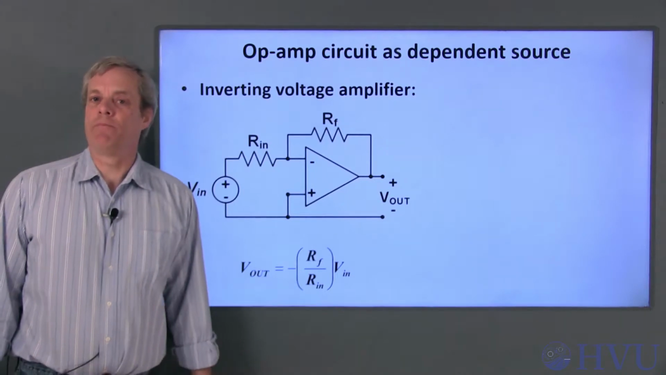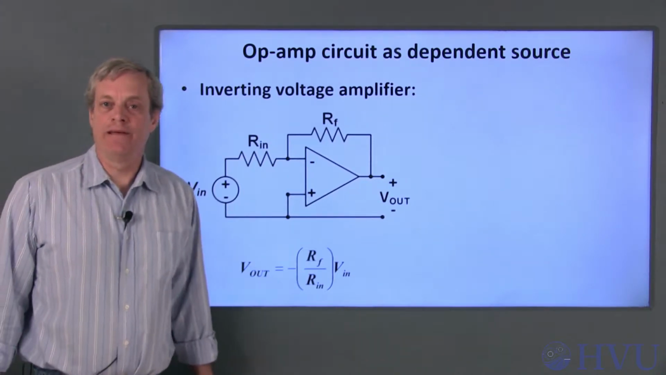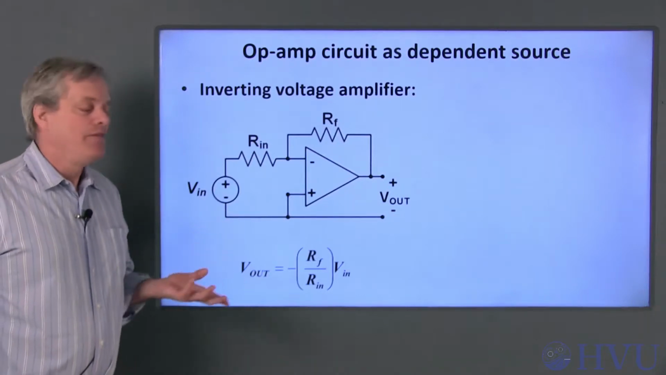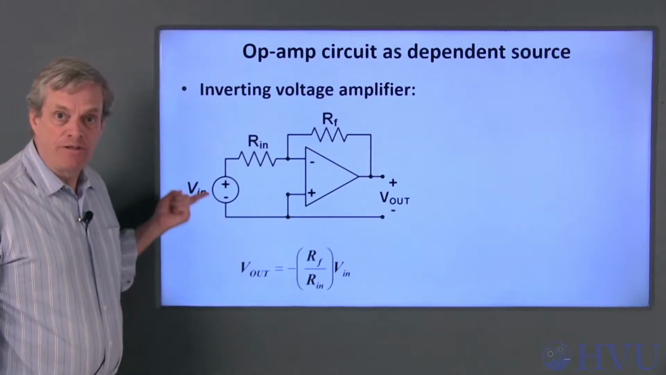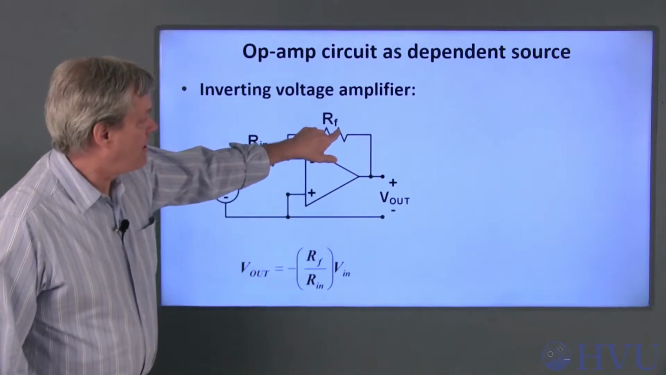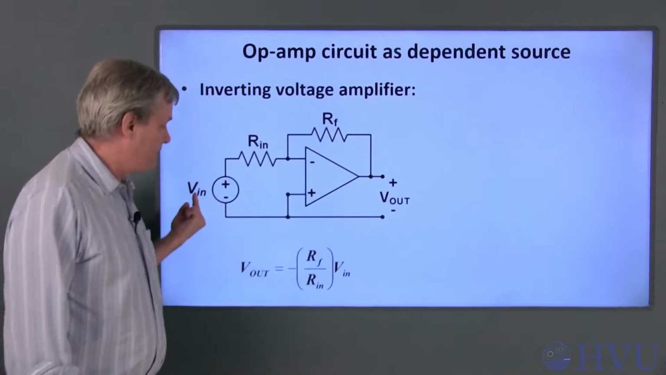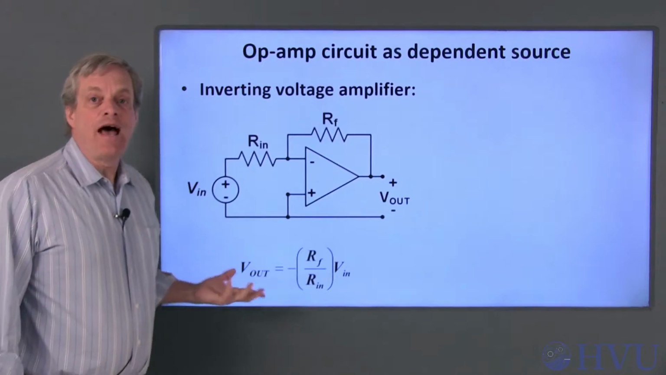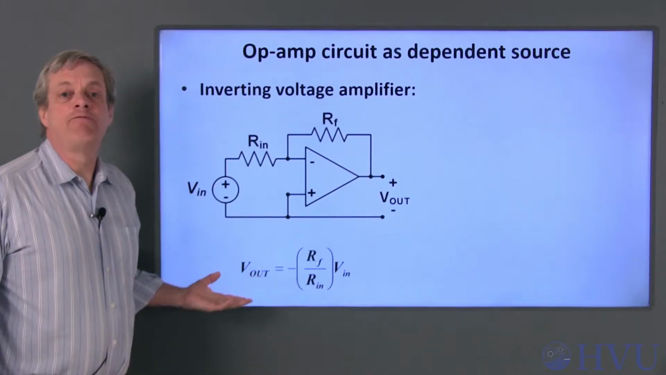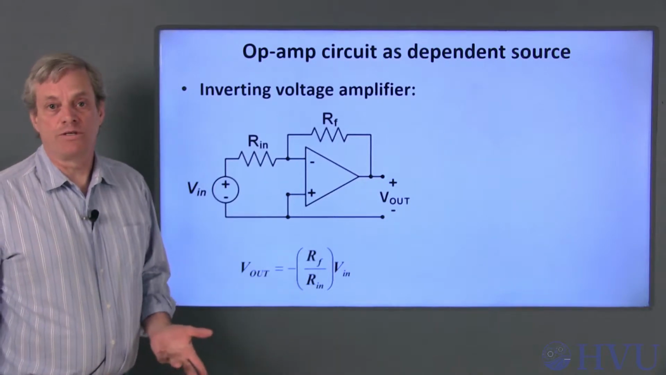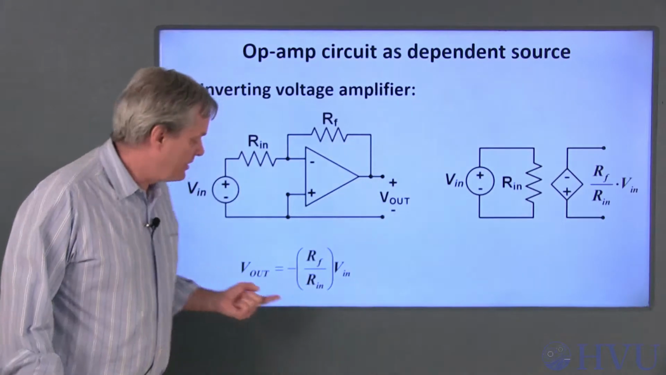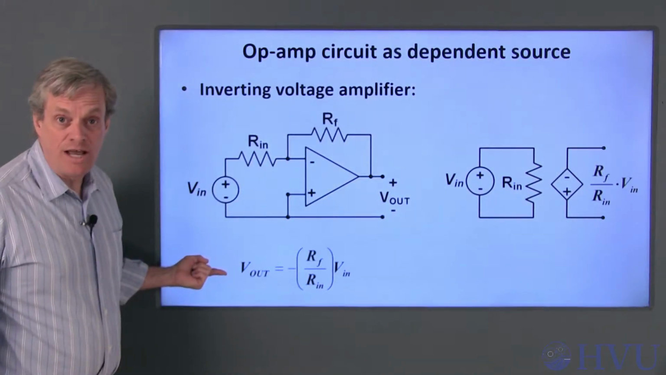As an example of representing an op-amp circuit as a dependent source, let's look at this inverting voltage amplifier. The input-output relationship for this circuit is that the output voltage is equal to the negative of RF over Rn times the input voltage. Since the output is a voltage that depends upon another voltage, this is a voltage-controlled voltage source.